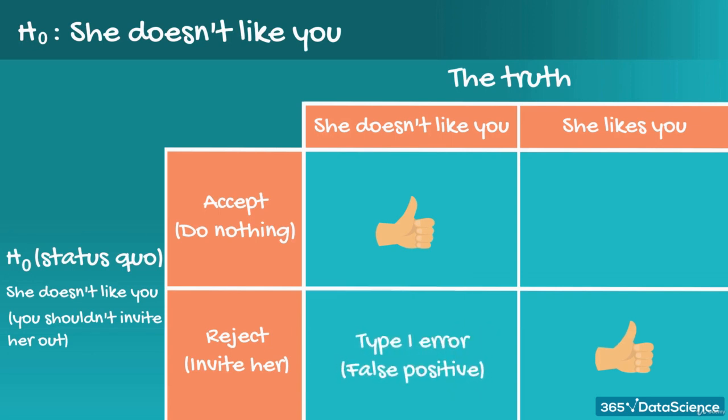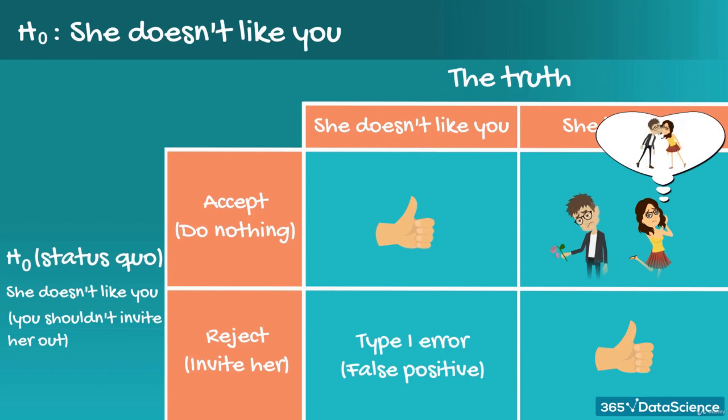Okay, now imagine she actually liked you, but you accepted the null and did nothing about it. In other words, you made a type 2 error. You accepted a false null hypothesis and lost your chance. You could have been made for each other, but you didn't even try.